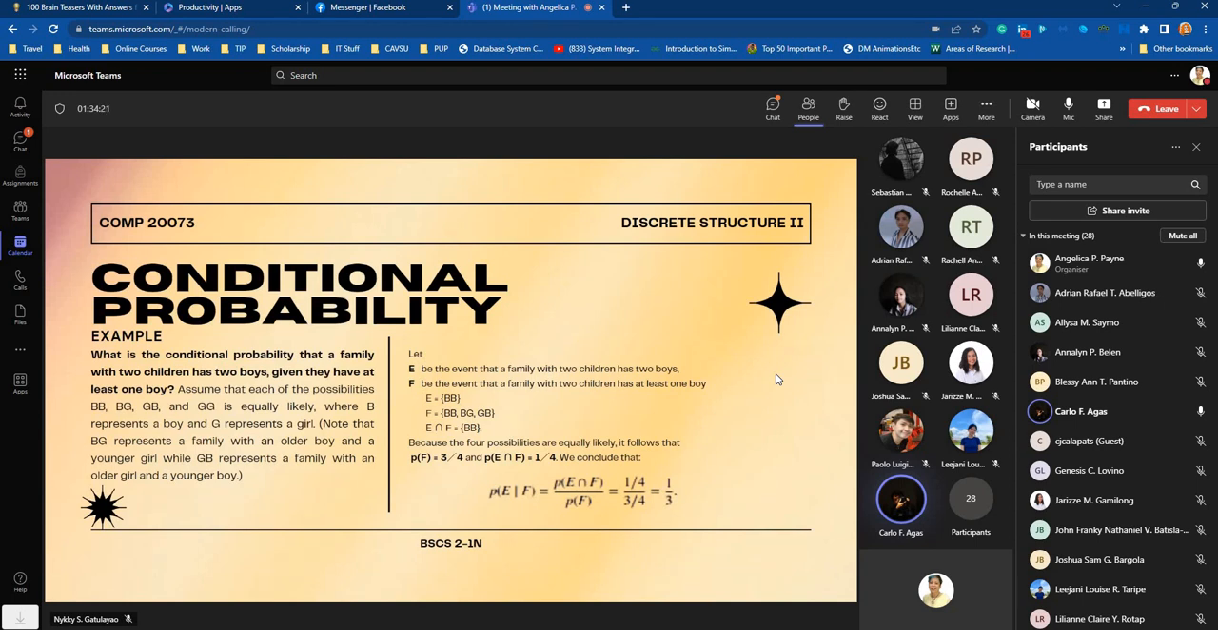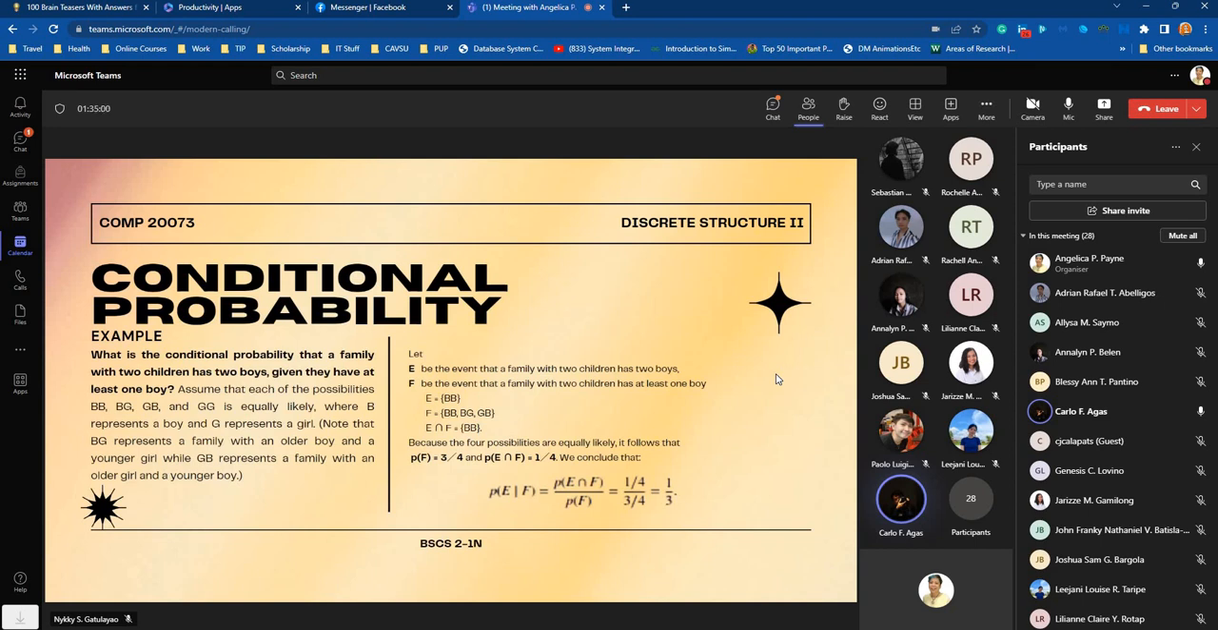Paano natin ito isa-solve? Una, i-assign muna natin yung events natin sa equation. Yung first event, yung aim natin is yung event na yung family with 2 children has 2 boys. Tapos kukunin natin siya mula sa isang sample space na already existing na probability, which is the event the family with 2 children has at least 1 boy. So kukuha tayo ng probability na merong 2 boys within sa mga probability na merong 1 boy lang. Yan. At ito yung kakalabasan.